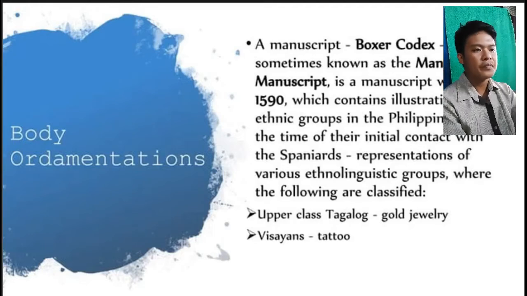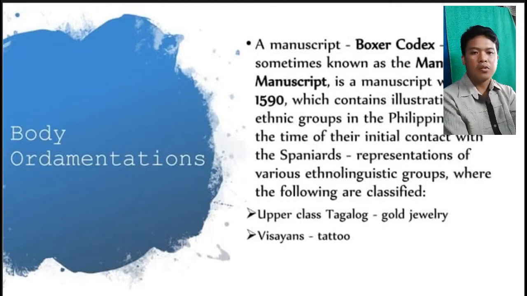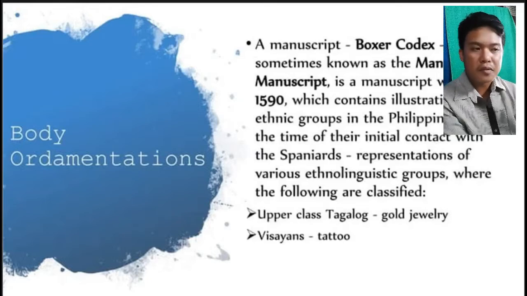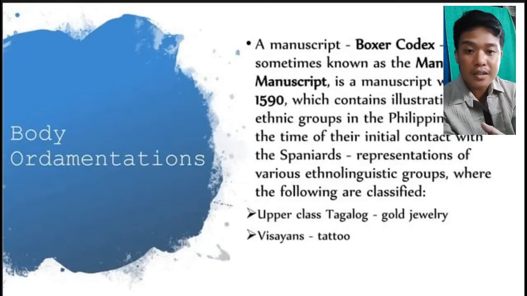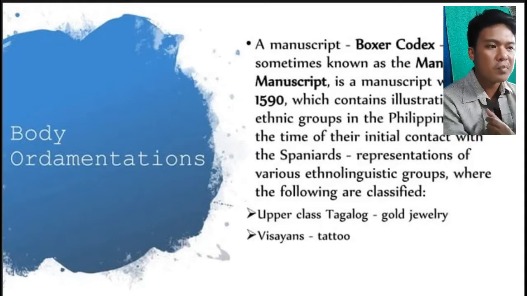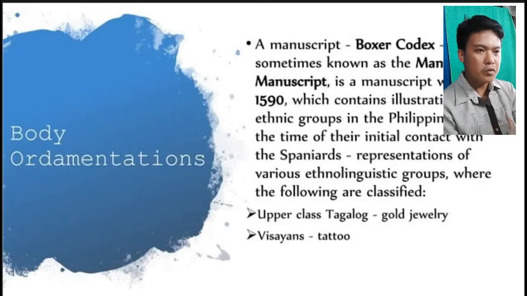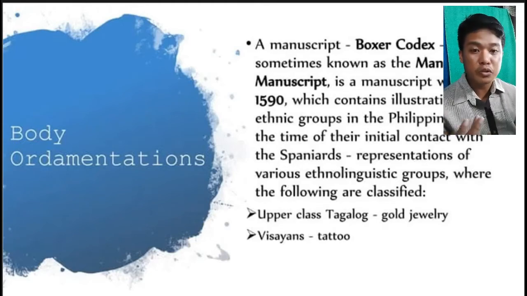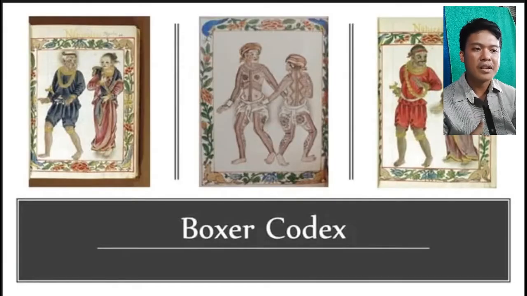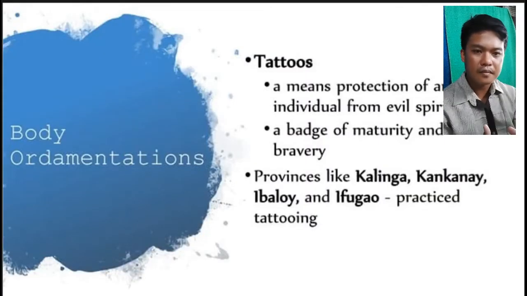In body ornamentation, we have a manuscript found in 1590, written in 1590. It's called the Boxer Codex, also known as the Manila Manuscript. It contains illustrations of the ethnic groups in the Philippines at the time of their initial contact with the Spaniards, the time of their first contact. It represents various ethno-linguistic groups. If you are an upper class Tagalog, your ornamentation is usually embroidered with gold jewelry. And if you are Visayan, your body ornament is tattoo. Usually. So this is the Boxer Codex. That's it for the Boxer Codex.